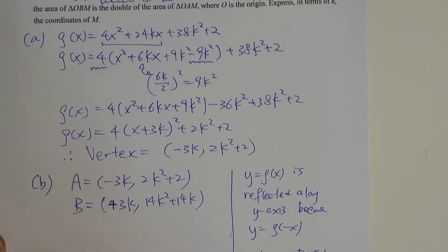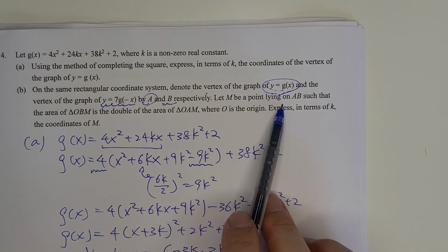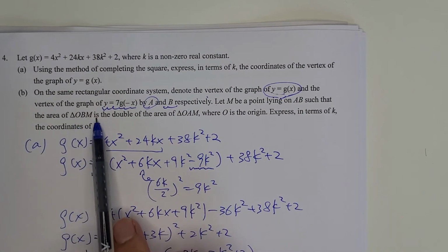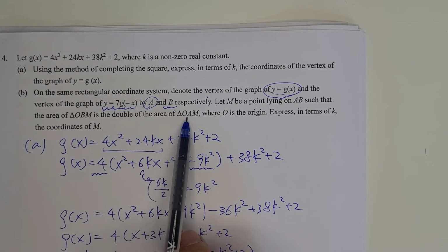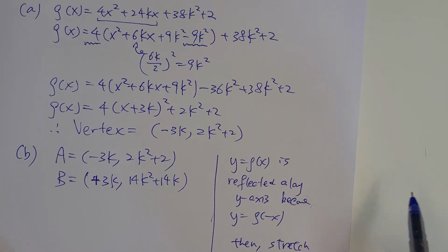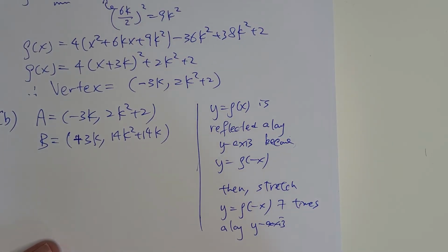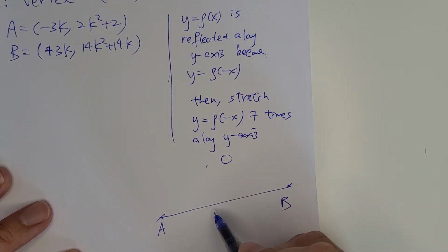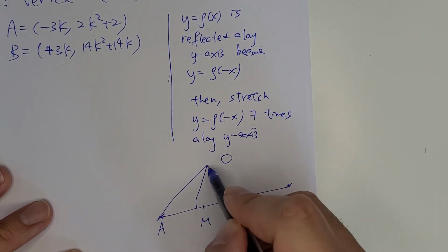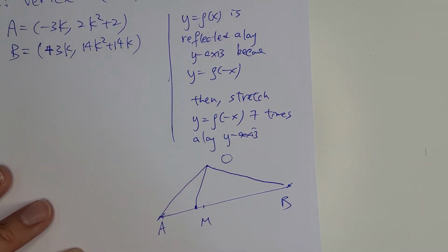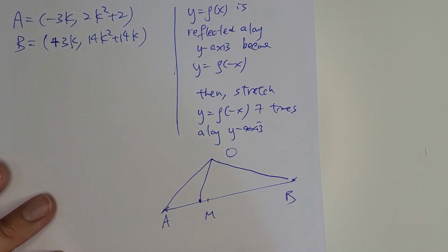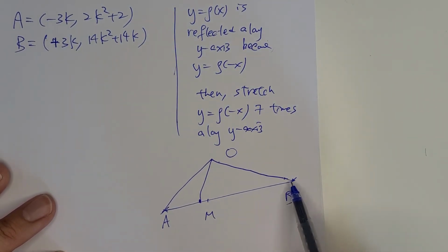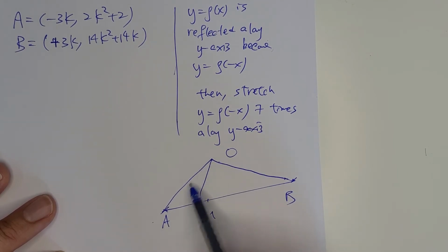Now let M be a point lying on AB such that the area of triangle OBM is double the area of triangle OAM. O is the origin. So let's see what's happened. We may draw some figure like this. A, B, that's point O, and that is point M. M is here. The area of triangle OBM is twice the area of triangle OAM.